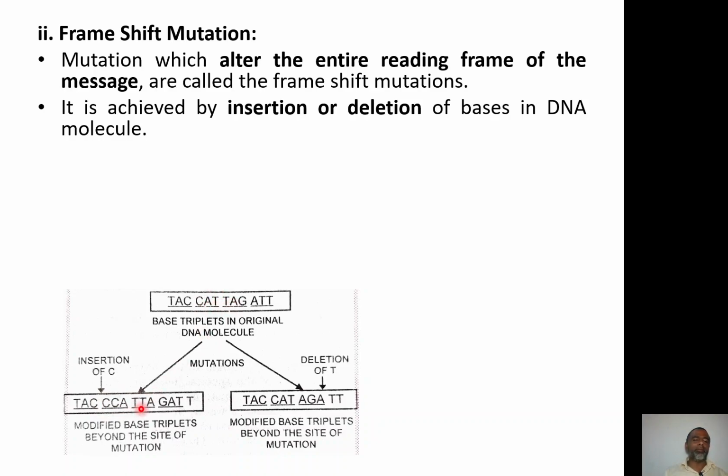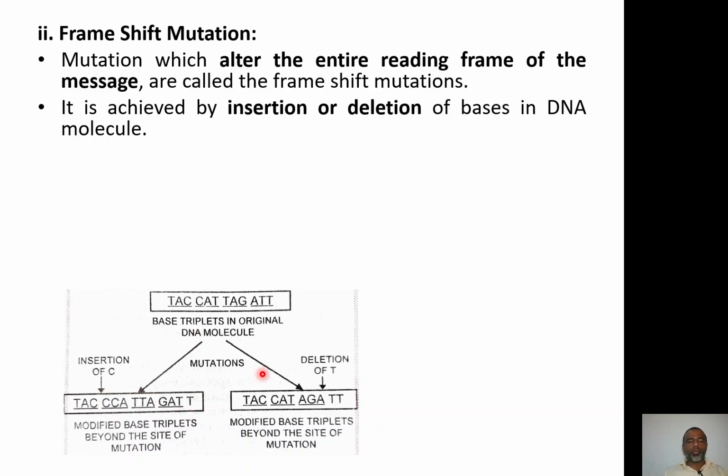So, TTA will be the next code, and this G will join with the next, because one base is inserted over there. As a result, once you form the triplet code, the whole of the triplet codes next to it will be changed. So, you will have GAT, and this T will be separated from it and will go with the next code. So, insertion of C over there has changed the reading frame of the next portion of the DNA. This is how the entire message is changed. This is called the frame shift mutation.